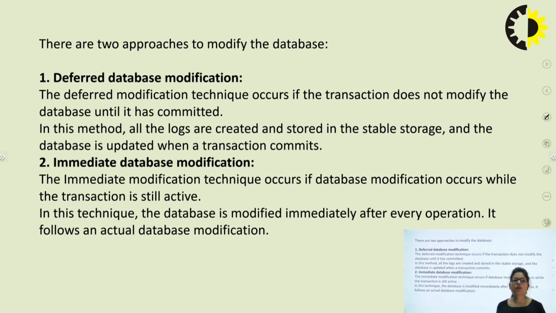The second one is immediate database modification. The immediate modification technique occurs if database modification occurs while the transaction is still active. In this technique, the database is modified immediately after every operation. It follows an actual database modification. Basically, in deferred modification, when the commit operation is performed, all the updates are made after the commit. But in immediate database modification, whenever an operation is performed, the update is done at the same time, side by side, simultaneously.